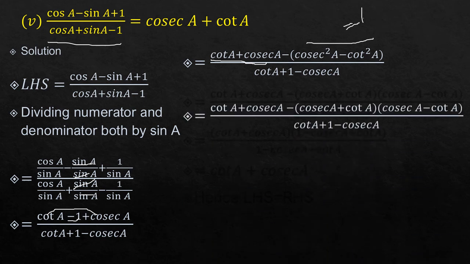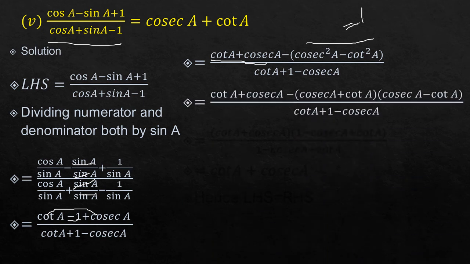Okay, so this cosecant square A minus cot square A is just like a square minus b square. So in the next step, this is changed to a plus b, a minus b. So you will write cot A plus cosecant A minus cosecant A plus cot A into cosecant A minus cot A, upon denominator will remain the same, cot A plus 1 minus cosecant A.